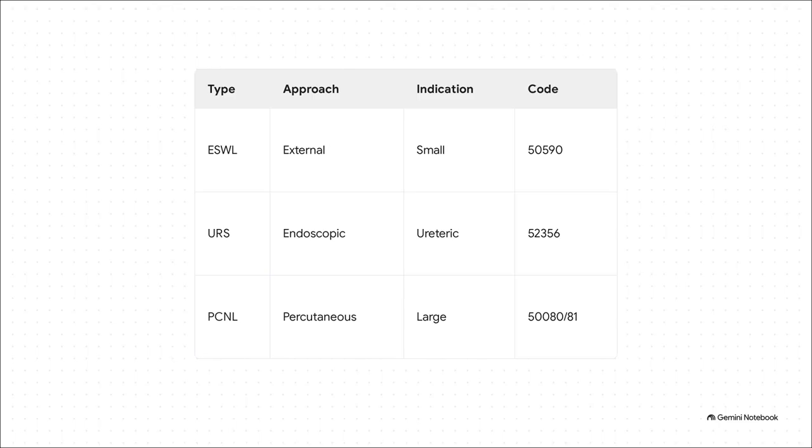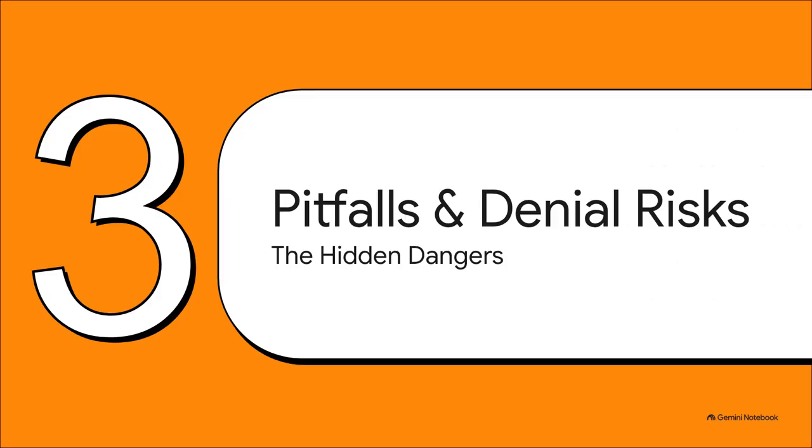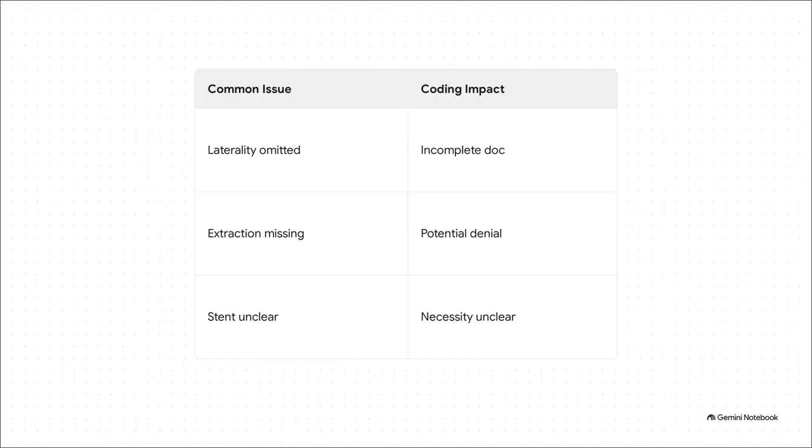Once you master this table, you have honestly won half the battle. Let's head into Section 3, Pitfalls and Denial Risks, or as I like to call them, the hidden dangers. Because textbook theory is great, but clinical reality is a whole different beast, right? Let's look at the hidden dangers lurking in poor physician documentation. For instance, missing the stone location or laterality, like left versus right, makes it basically impossible to finalize your code.